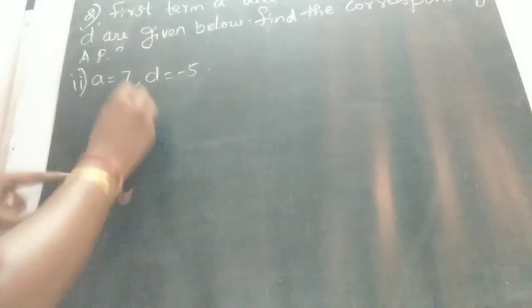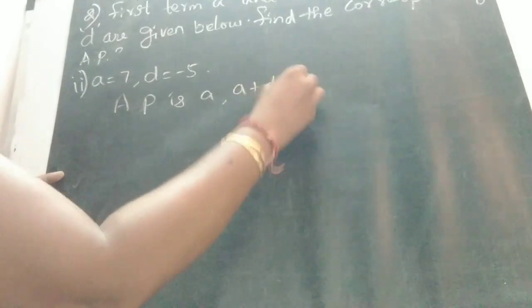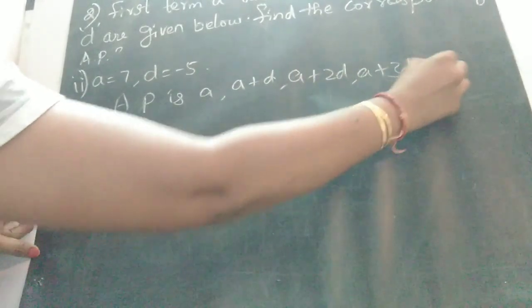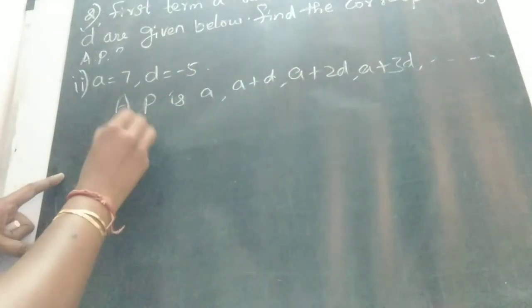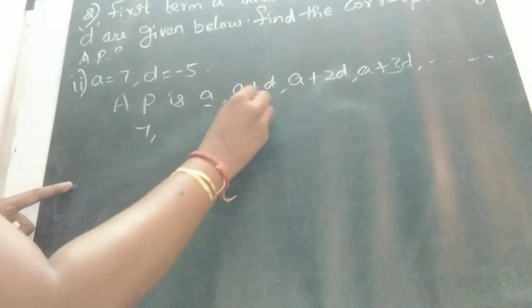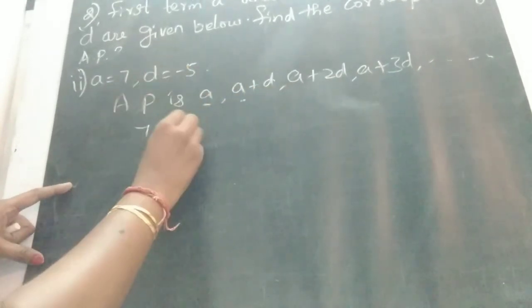Look at the next sum. A is 7, D is minus 5. Now again the AP format is A, A plus D, A plus 2D, A plus 3D, and it goes on like this. The first one is 7, your A is 7. The next term is A plus D, that is 7 plus minus 5. 7 minus 5 is 2.